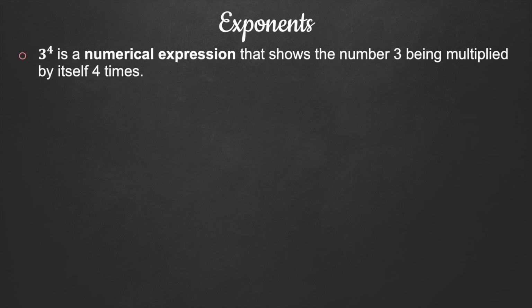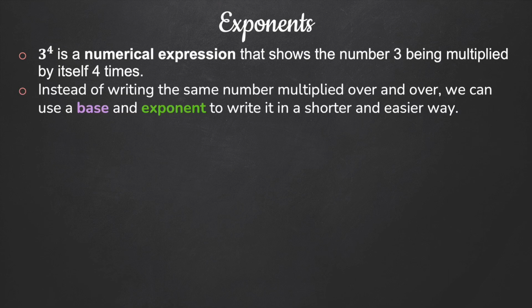3 to the power of 4 is a numerical expression that shows the number 3 being multiplied by itself 4 times. Instead of writing the same number multiplied over and over, we can use a base and exponent to write it in a shorter and easier way.